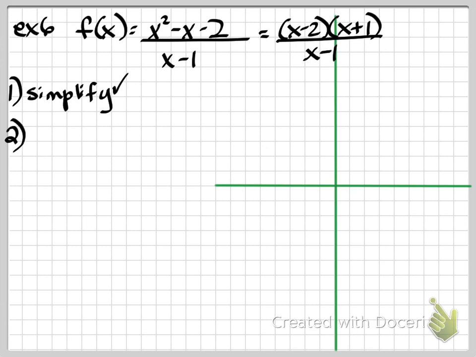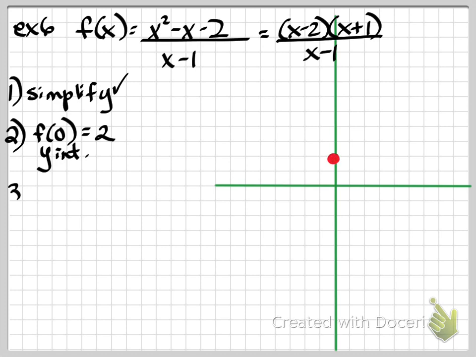Step 2 says find the y-intercept by doing f of 0. So you could just imagine putting zeros in for all these x's and seeing what's left. Negative 2 over negative 1, which is positive 2. That's our y-intercept. So go straight to your graph and graph that y-intercept at 2.